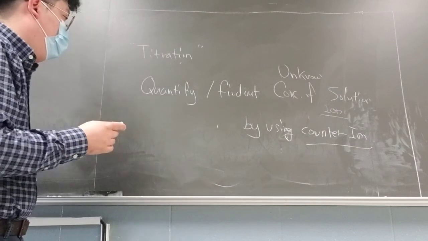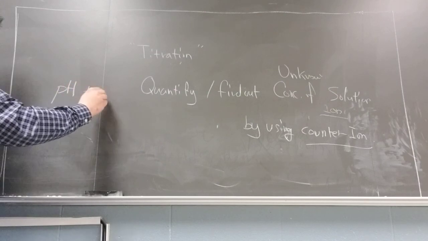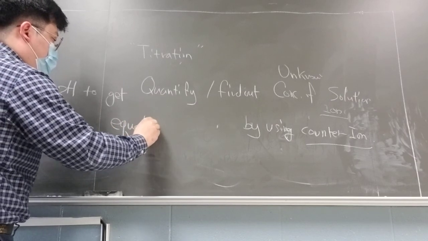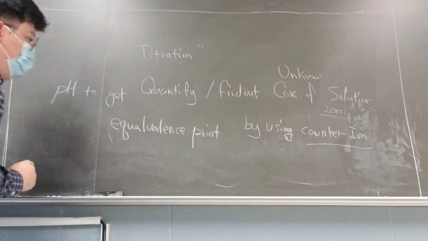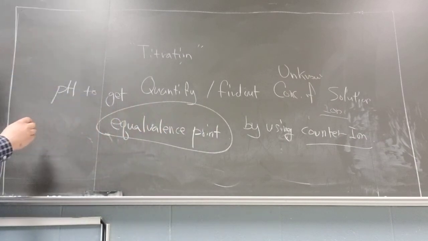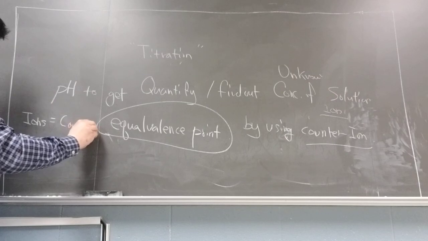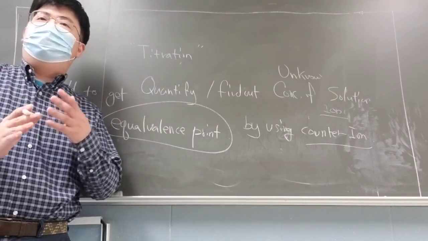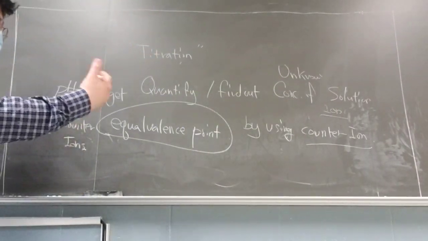So we're going to use a pH value to reach at the equivalence point. This is the point where the numbers of ions and the counter-ions will be the same in number. So we're going to use this mechanism, this principle, to identify the unknown concentration of your solutions, using the ions and counter-ions.